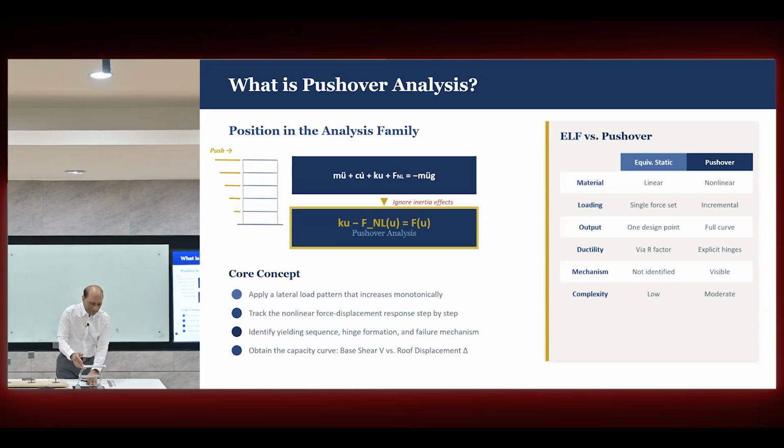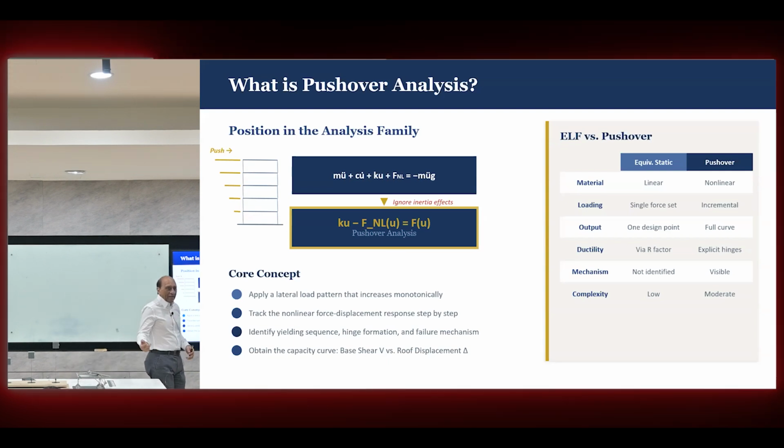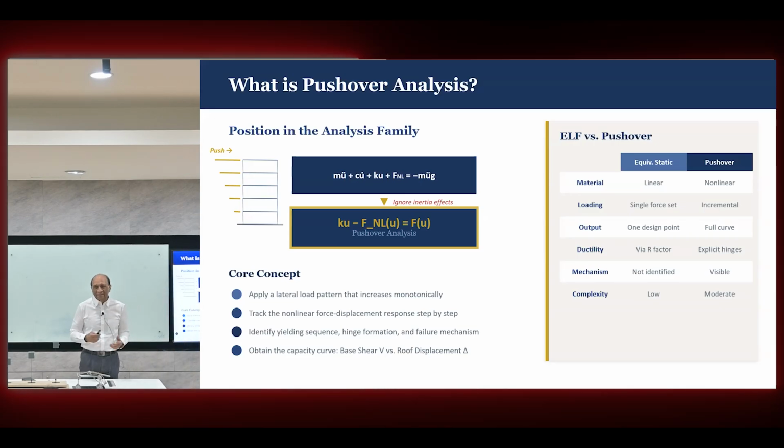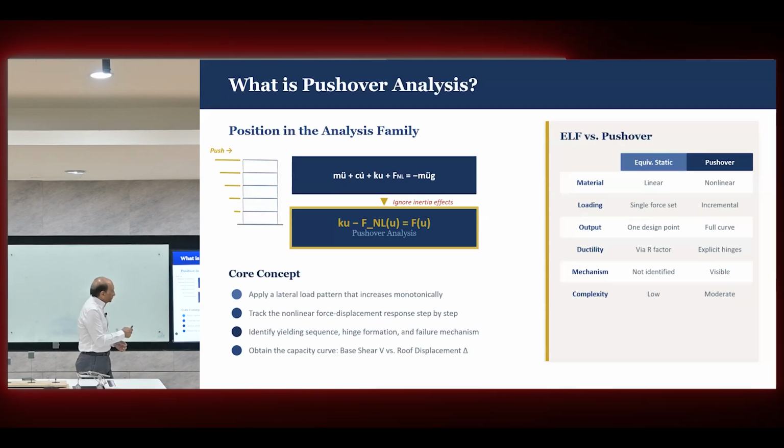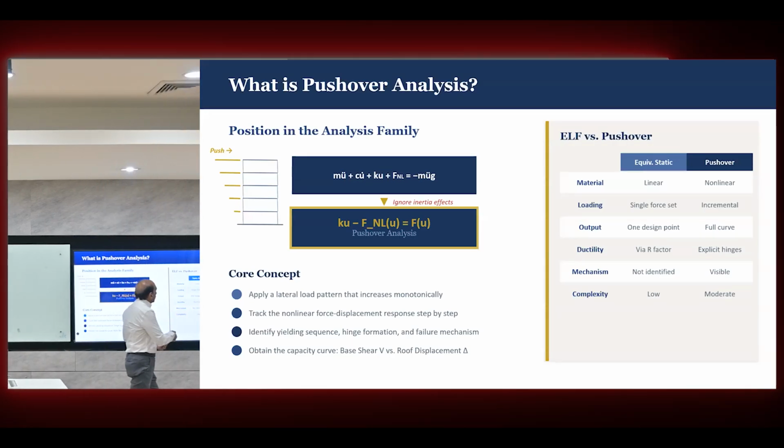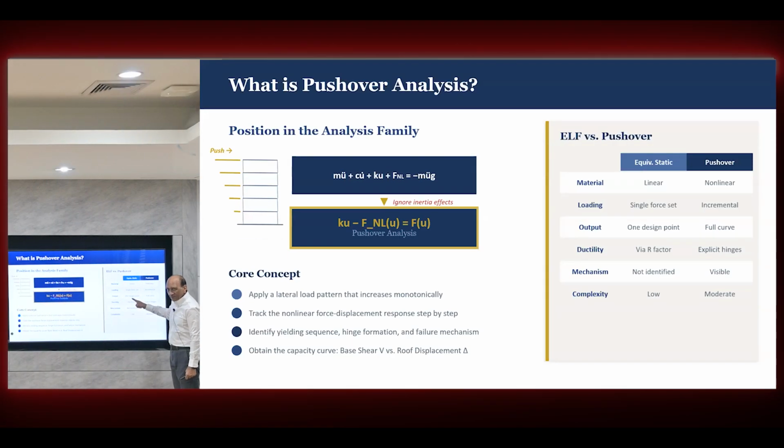So if I do this, that's the pushover method, right? I pushed it until it's gone. I started with a small force and continued until the structure failed. This is exactly what the pushover is doing. So the output is a full curve, not one design point, because we push from 0 force to the maximum force, not apply the force at the design point.